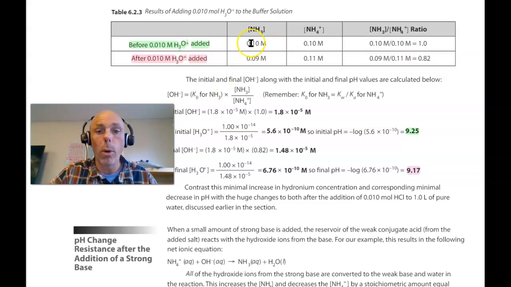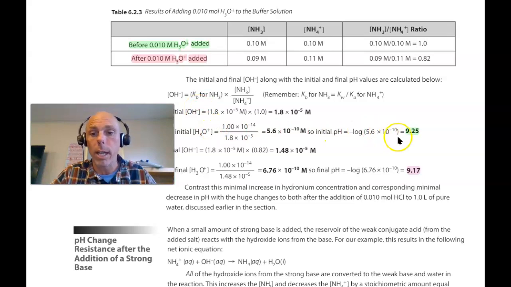If you have a 0.1 molar buffer system with ammonia and ammonium, we find that the pH is 9.25. You can use the OH equation or the H3O equation, either works. You'll get 9.25 for the pH. It's a basic buffer because the pH is greater than 7.